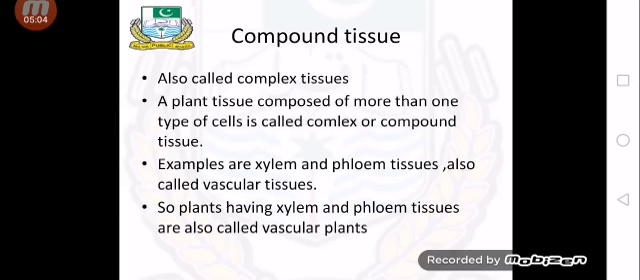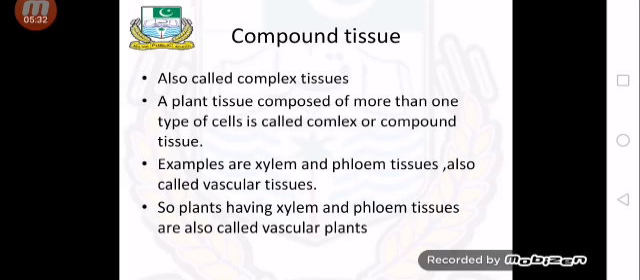This is the end of sclerenchyma tissues. Now the next tissue is compound tissue. Compound tissues are also called complex tissues. A plant tissue composed of more than one type of cell is called complex or compound tissue. Previously the tissues that we have discussed have only a single type of cell, so those are known as simple tissues, but these are compound tissues because they have more than one type of cell.